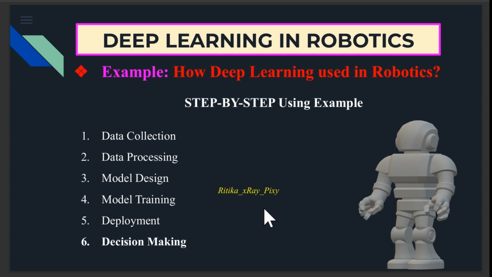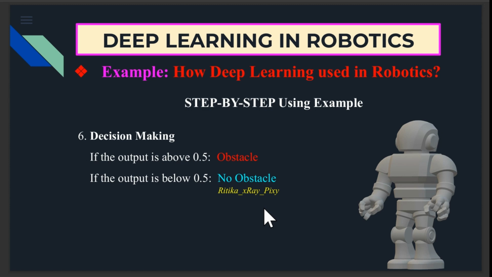And the last step is decision making. Based on the model's output, the robot will make the final decision. Suppose the output is above 0.5, it indicates an obstacle. Now the robot will take an action like turning left or right. In the second case, if the output is below 0.5, it means the robot continues moving straight forward.